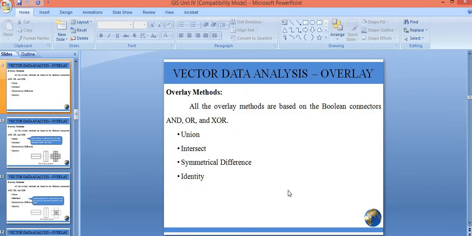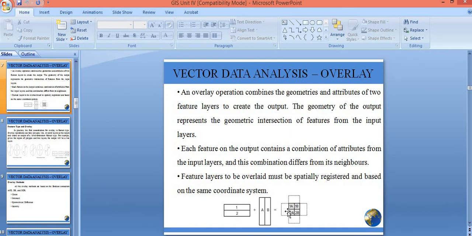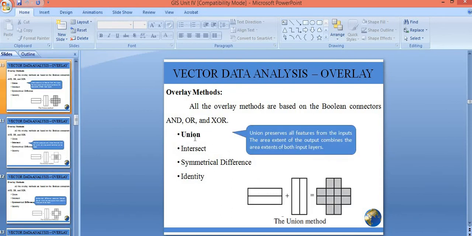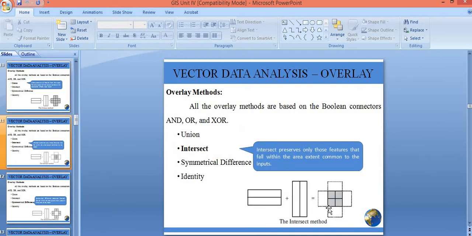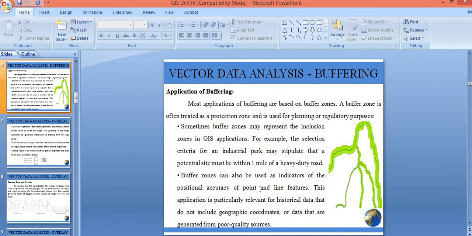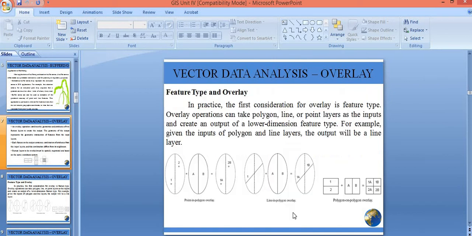And overlay method. Here we discussed intersection. Intersection means whichever information or area is common in both the layers, that you will be getting. But what about union? Union means you will be getting the entire data, the entire area present in both layer 1 and also layer 2. Intersect means whichever area is common in both the layers, only that you will be getting. This is what we have discussed earlier. This is of type intersection.